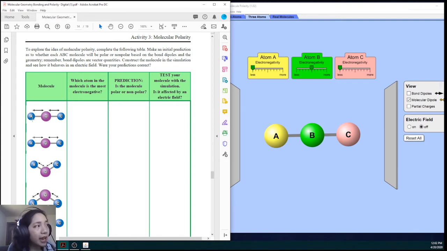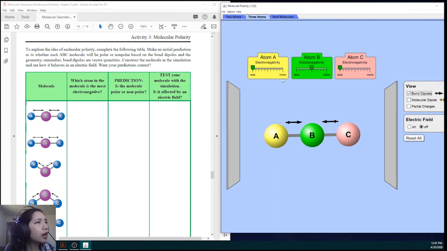And so the A atom is pushing on the tire. And then the C atom is pulling on the tire. Will the tire overall move? I would say yes, because those arrows are both pointing in one direction. They don't cancel each other out. So I would predict yes, this molecule is polar.